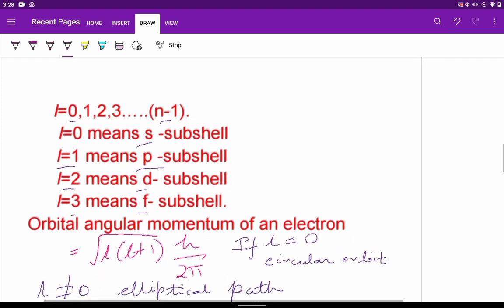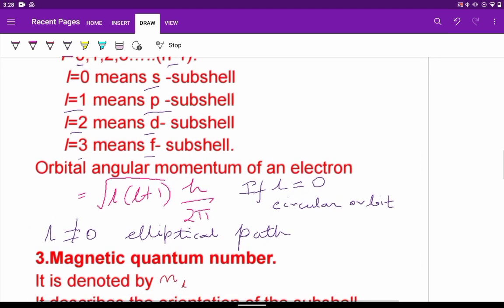With the help of l, we can also find out the orbital angular momentum of an electron. It is given by square root of l(l+1), because the l value we can find out. When n is known, we can find out what l is, and we also know what the subshell will be. So we can find out the orbital angular momentum of that electron: square root of l(l+1) × h/2π.